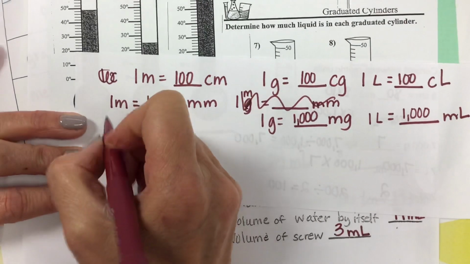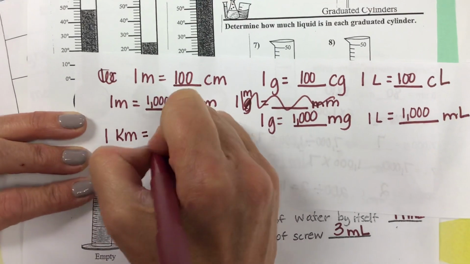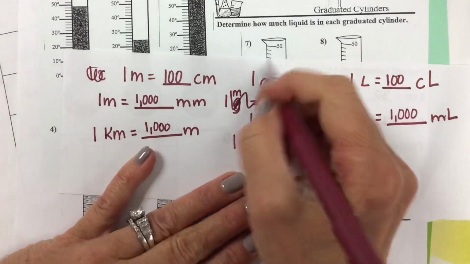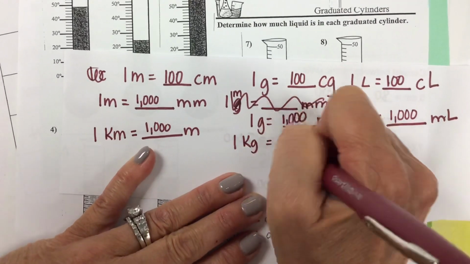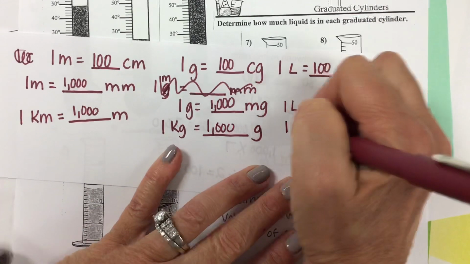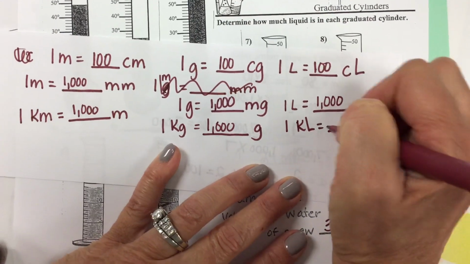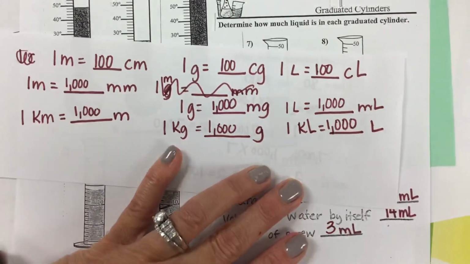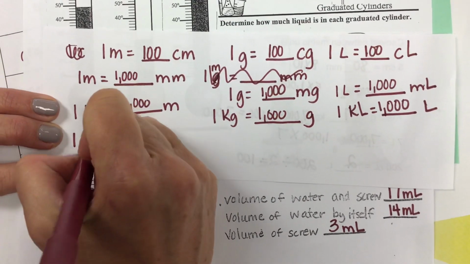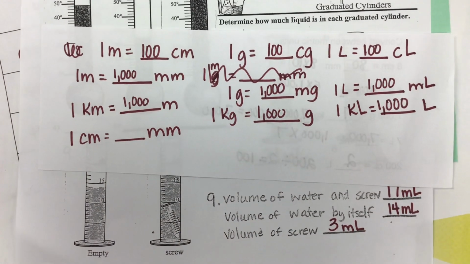Okay, here we go. 1 kilometer is how many meters? 1,000. Okay, 1 kilogram is how many grams? 1,000. 1 kiloliter is how many liters? 1,000. Okay, and then the last one. 1 centimeter is how many millimeters? 1,000.